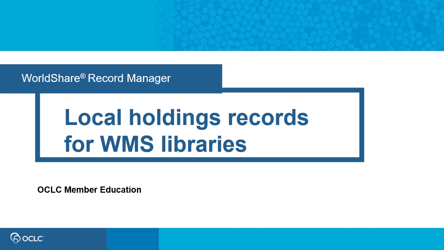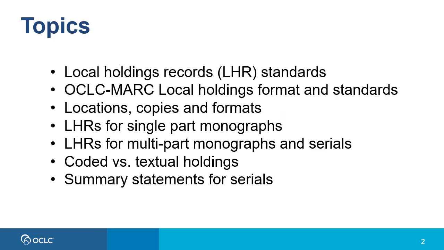This recording will provide a brief introduction to the basic concepts and the structure of local holdings records, also known as LHRs, for OCLC WMS libraries. This will include a review of local holdings record standards, OCLC MARC local holdings format and standards, locations, copies, and formats, LHRs for single-part monographs, LHRs for multi-part monographs and serials, coded versus textual holdings, and summary statements for serials.